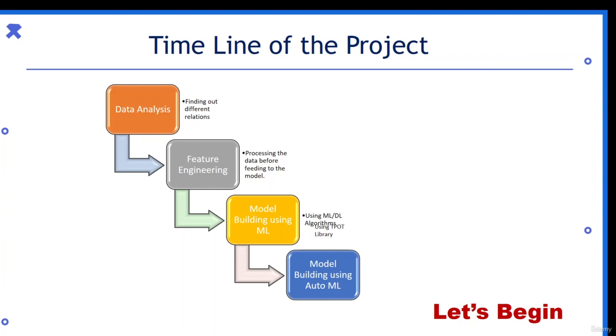Then we'll be building our model using machine learning. We'll be using tools like grid search CV and randomized search CV in our machine learning models to optimize them. Finally, we'll be checking out what the TPOT library is, and then we'll be building our model with the help of that. So this will be a very interesting project. So let's begin.